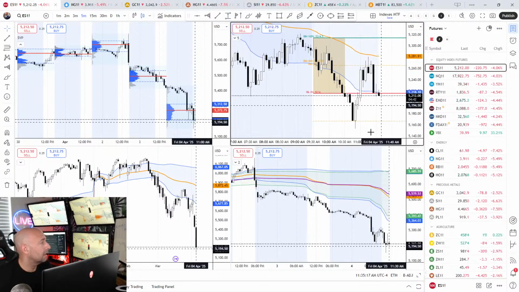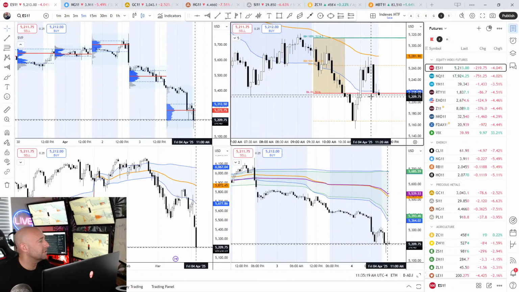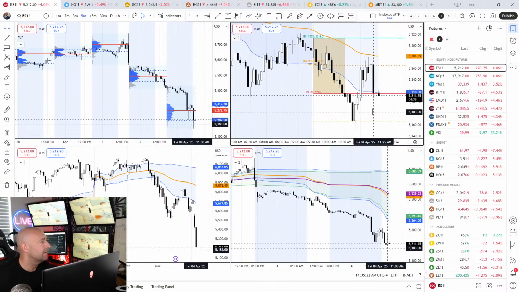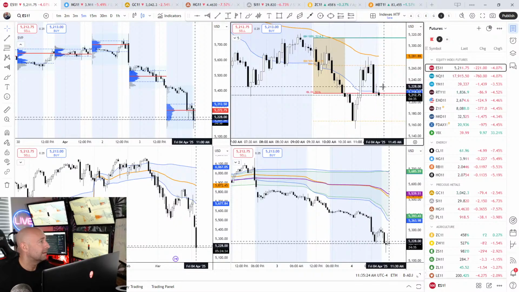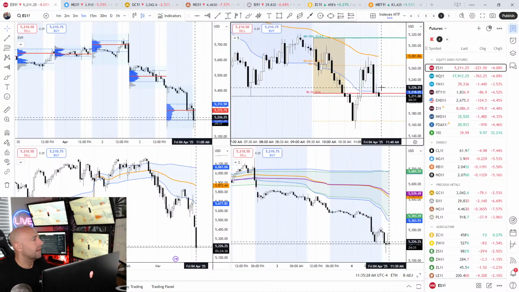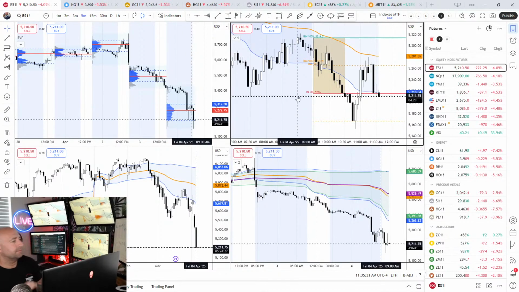Okay, now I would expect more downside. This would be the breakout back into discovery. We did get a little bounce here. That was a 10-point bounce. But not enough buyers, continuation to the downside.